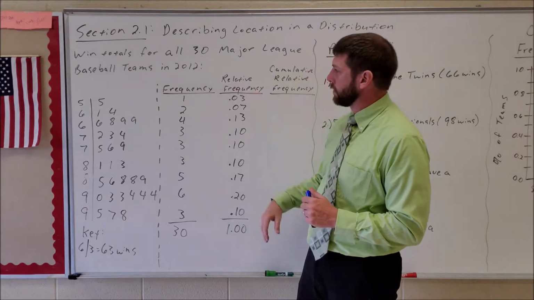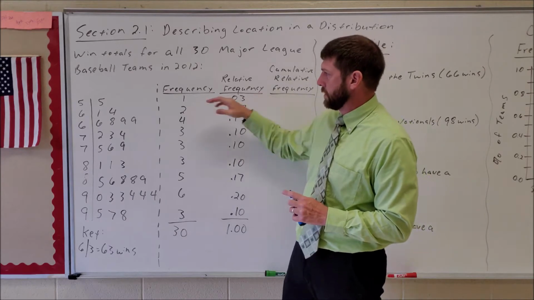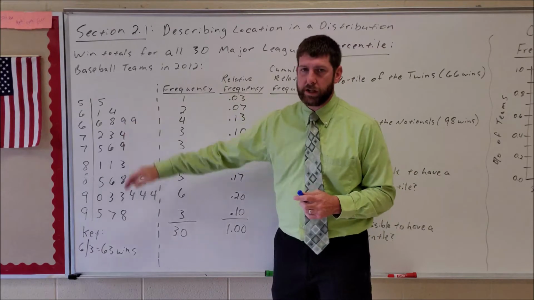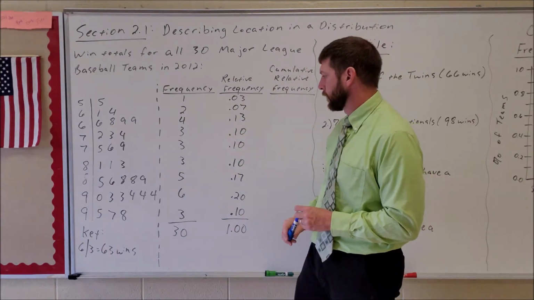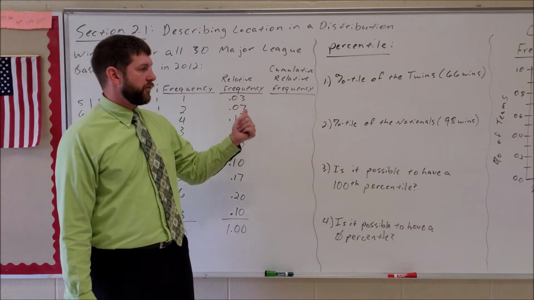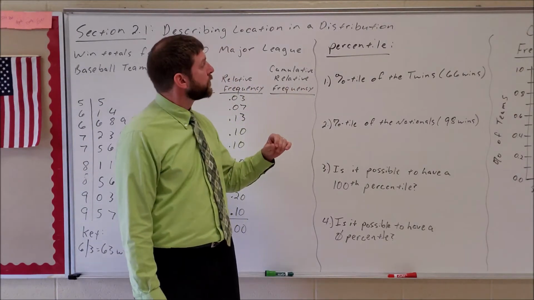I then also calculated the relative frequencies on here for you. So 3% of the teams were in that 55 to 59, 7% were in that 60 to 64, 13%, and so on right there. Okay. We're going to come back to cumulative relative frequency here in a minute. Before that, I want to talk about this location concept.